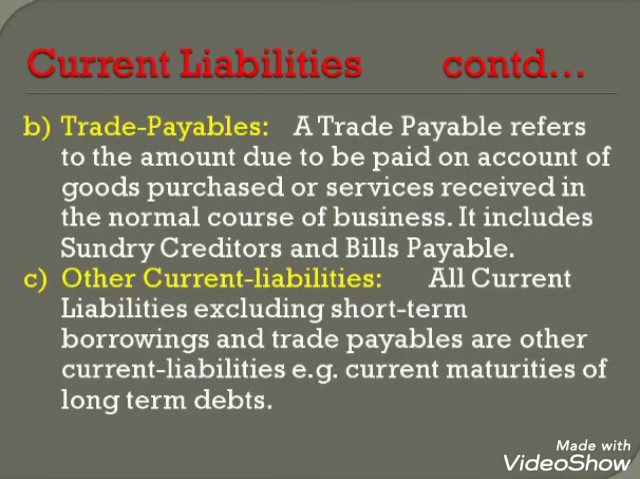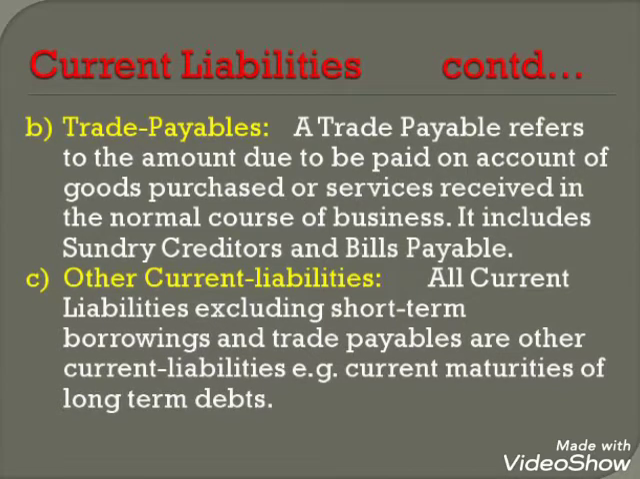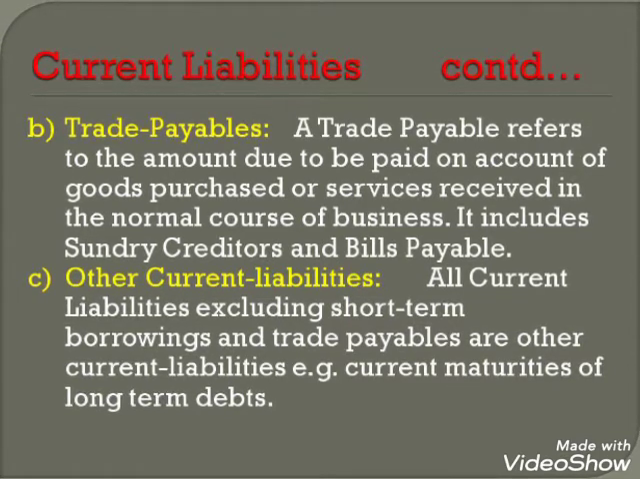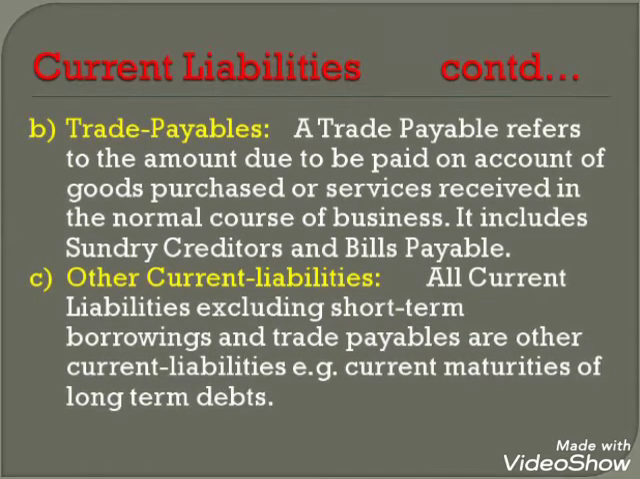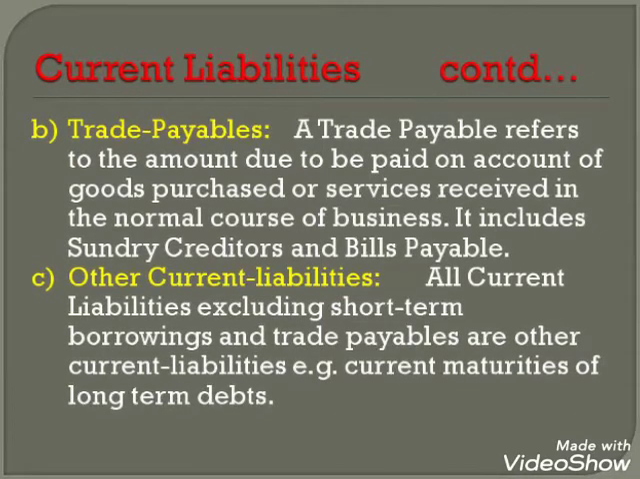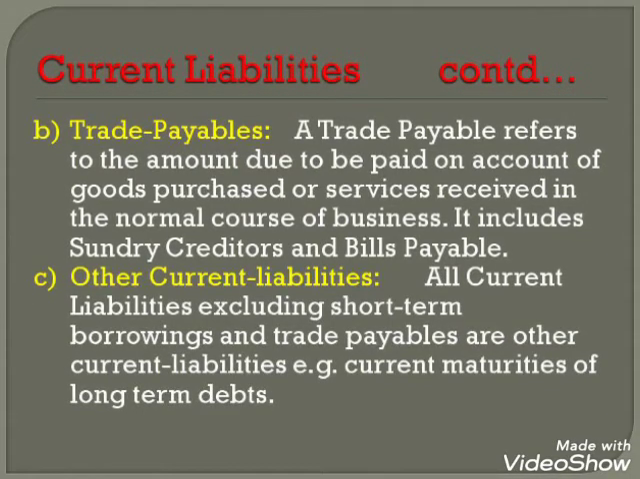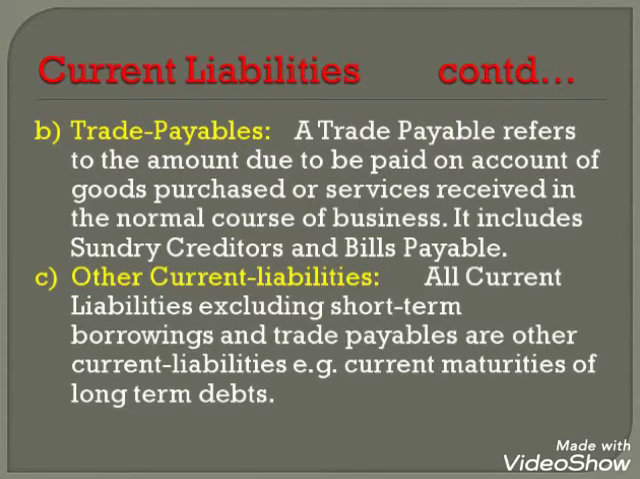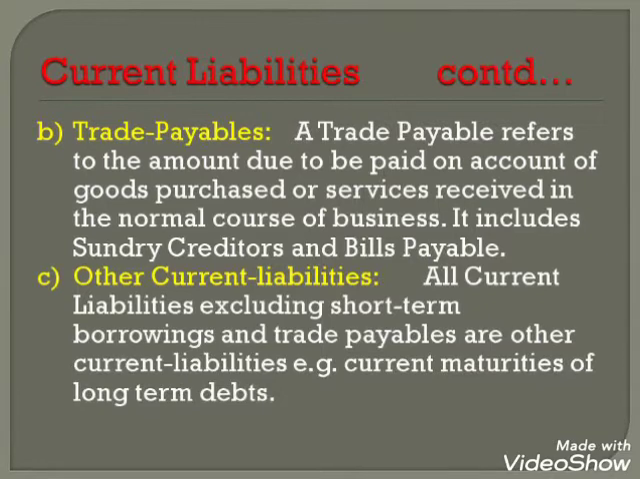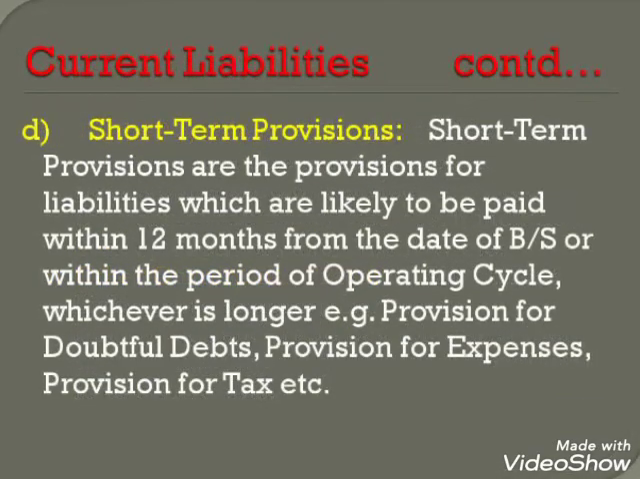Second subhead under current liabilities is trade payables. Trade payable refers to the amount due to be paid on account of goods purchased or services received in the normal course of business. It includes sundry creditors and bills payable. Third subhead is other current liabilities. All current liabilities excluding short-term borrowings and trade payables are other current liabilities. For example, current maturities of long-term debts.